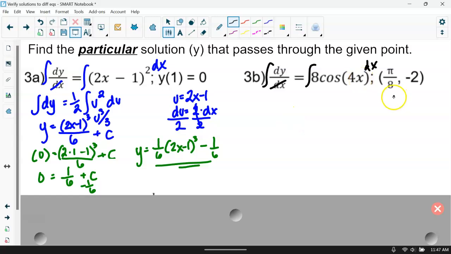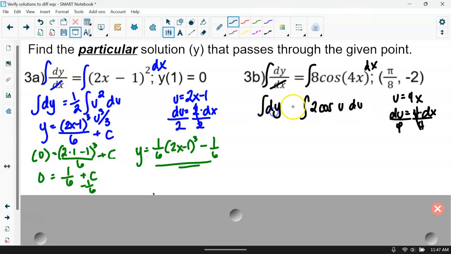So again, notice we've got u substitution here. U is 4x. So now our derivative is 4 times dx. Divide by 4. Notice this is 1/4. Well, 1/4 of 8. 8 divided by 4 is 2. So we're going to find our integral of 2 times cosine of u with respect to u.